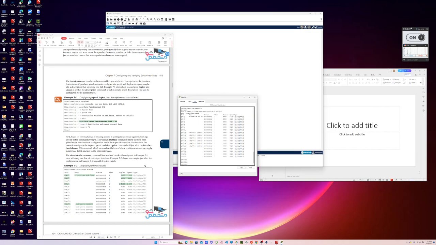So first focus on the mechanics of moving around in configuration mode, again by looking closely at the command prompts. The various interface commands move the user from global mode into interface configuration mode for a specific interface.